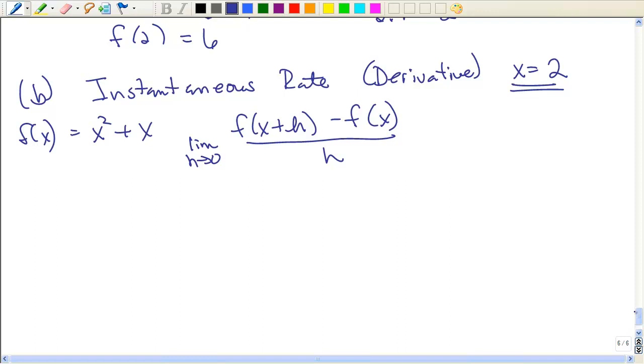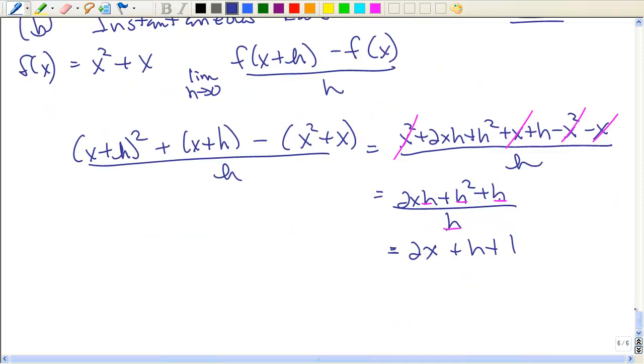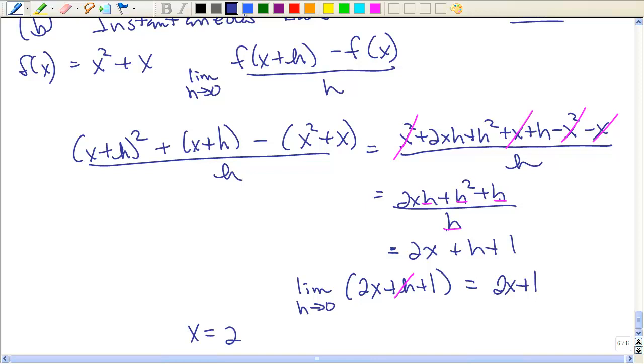All right, so let's see. We would have, okay, we can reduce our h's because they all have an h. Don't leave out that 1 at the end. H goes into h one time. And then we're going to take the limit as h approaches 0. So that's 0, and I get 2x plus 1. All right, and now we need to find the instantaneous rate when x is 2. So we're going to plug in 2 right there. 2 times 2 plus 1. Lo and behold, it's 5.